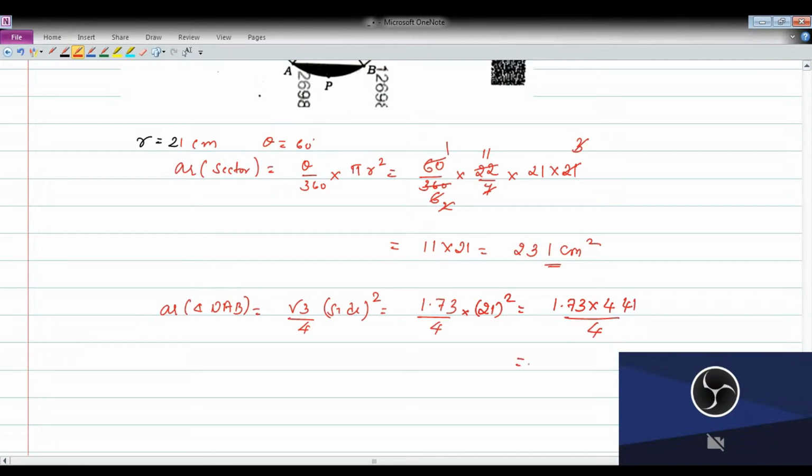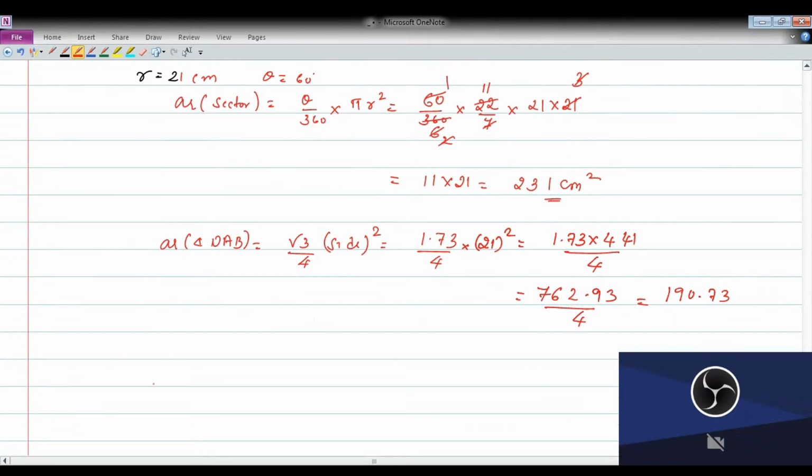Just by multiplying these two numbers, 1.73 into 441, we get 762.93, divided by 4. If we divide this by 4, we are going to get 190.73. Now I'm going to find out the area of the minor segment.